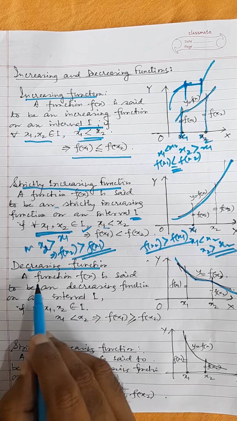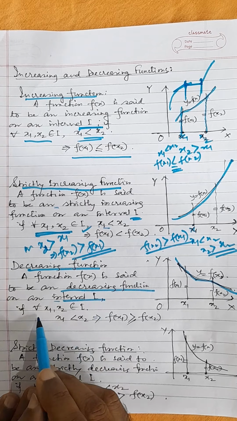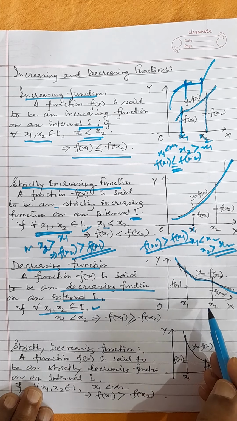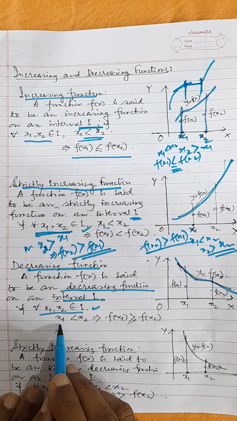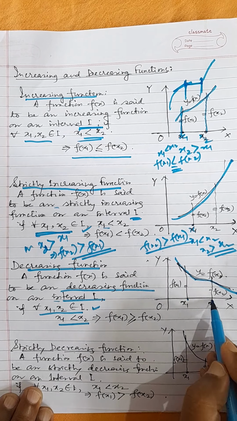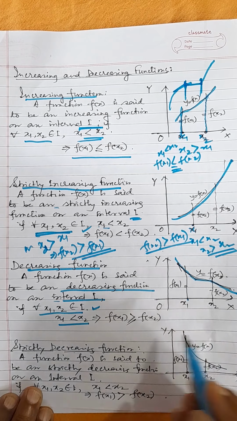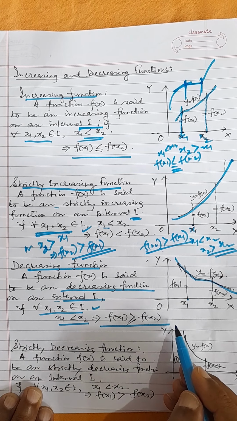Okay. So a function f(x) is said to be a decreasing function in an interval I if for all x1, x2 belongs to I. This must belong to the interval I, and x1 is less than x2, or we can say x2 is greater than x1, and it implies that what? f(x1) is greater than or equal to f(x2).